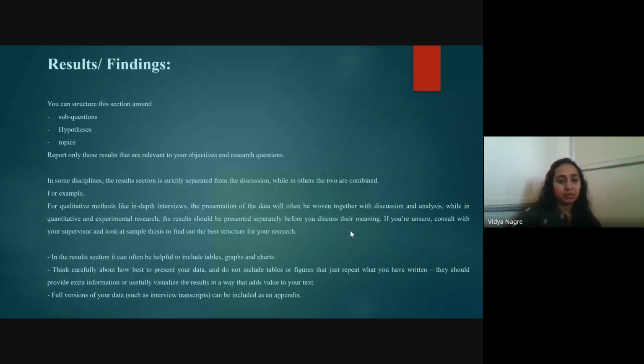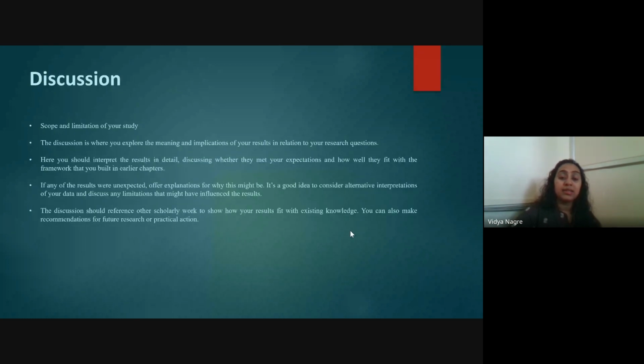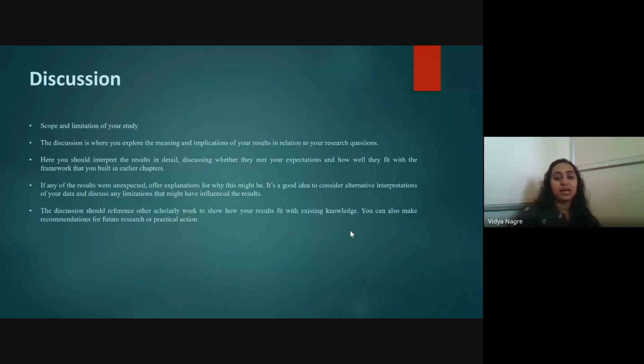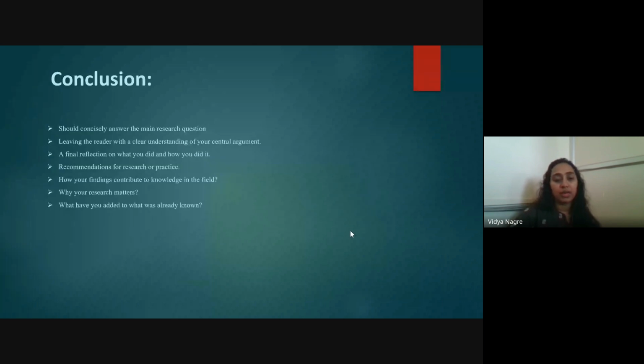Then is the discussion section. Understand there are different kinds of titles for various chapters. These are some general ideas I'm giving. So some may call this a findings or results section or even a conclusion section. It depends. So under the discussion, you talk about scope and limitations, and various arguments that you want to make here. And then in the conclusion, you can add about the findings of your research. So these are some general points.